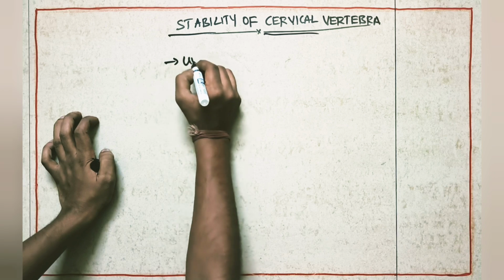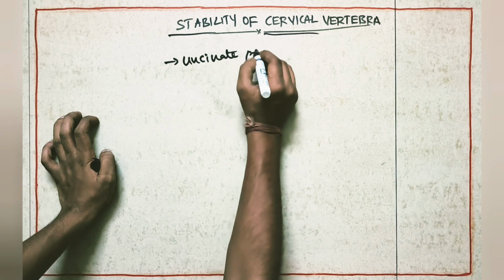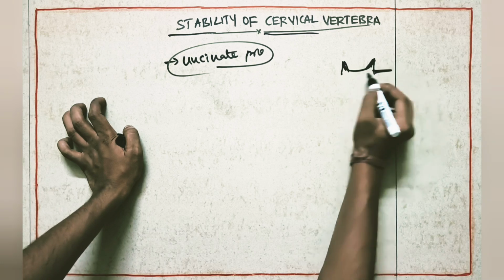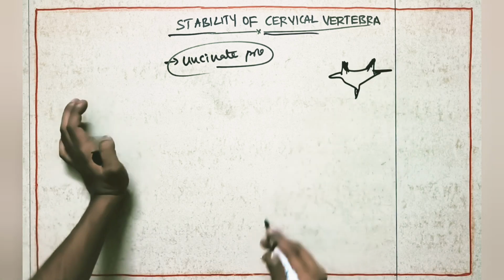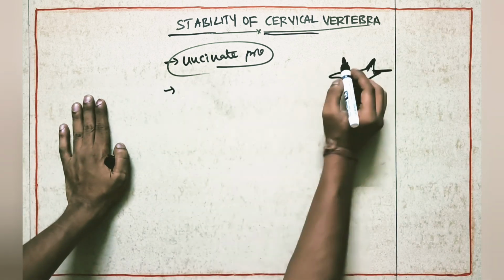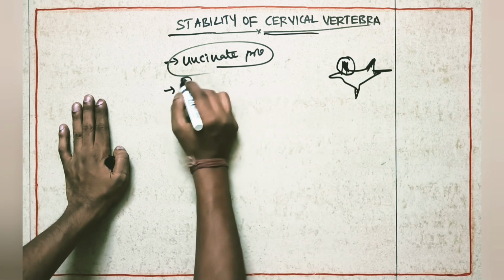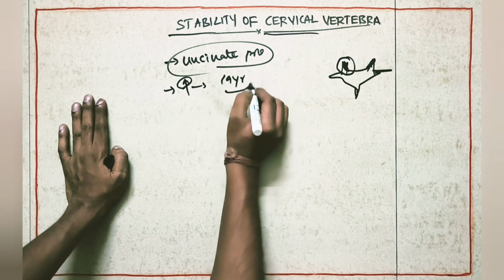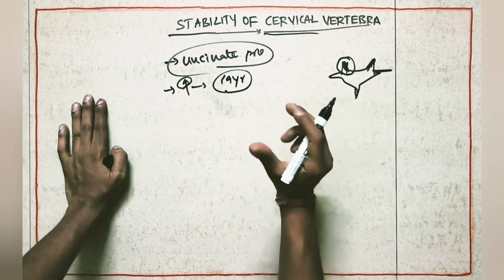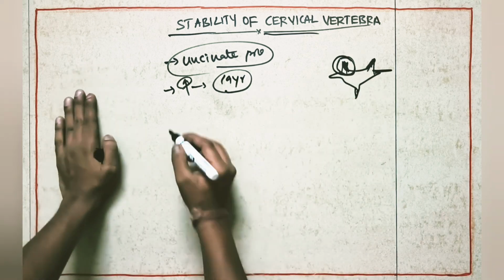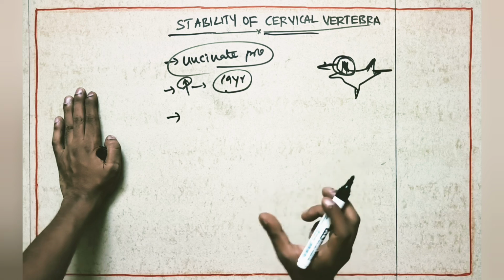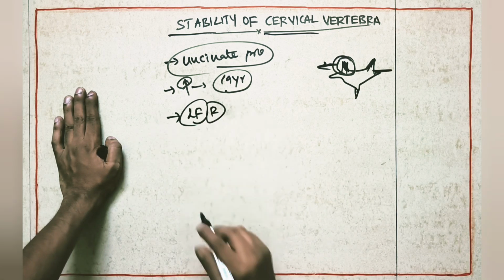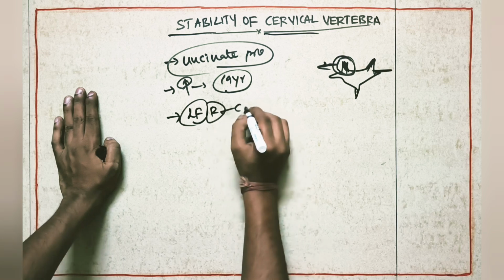And one more, the uncinate processes. We can see these only in the cervical spine. With age, the enlargement of the uncinate process will increase, up to 19 years. Because of the structure of the uncinate process, it is going to provide stability for lateral flexion and rotation of the cervical spine.